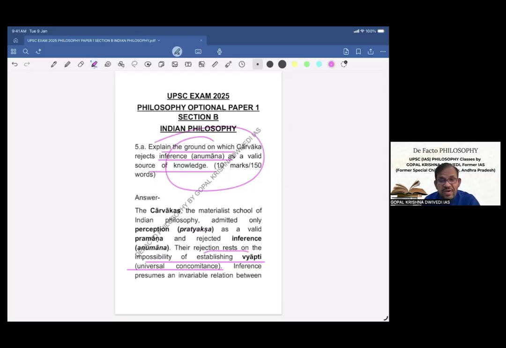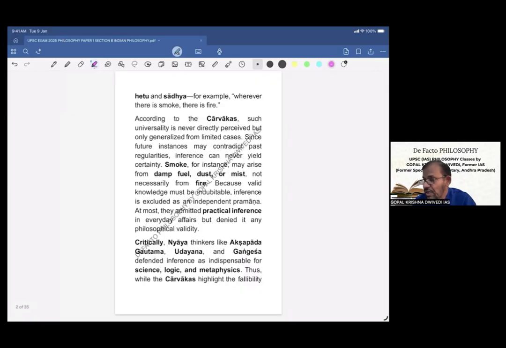Inference presumes an invariable relation between Hetu and Sadhya. For example, wherever there is smoke, there is fire. This is a very classic example given almost everywhere inference has been discussed. One more thing: in Indian philosophy particularly, the Sanskrit terms, the original terms used by those philosophers or schools, need to be mentioned. Here also the same has been done. According to Charvak, such universalities are never directly perceived, but are only generalizations from limited cases. Future instances may contradict past regularities. Inference can never yield certainty.